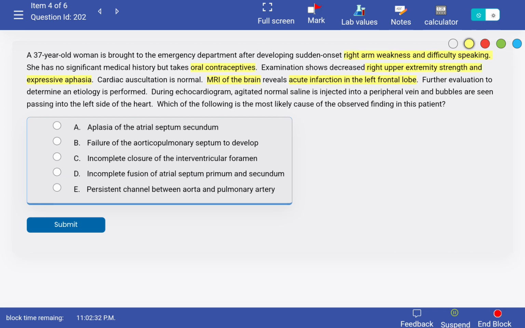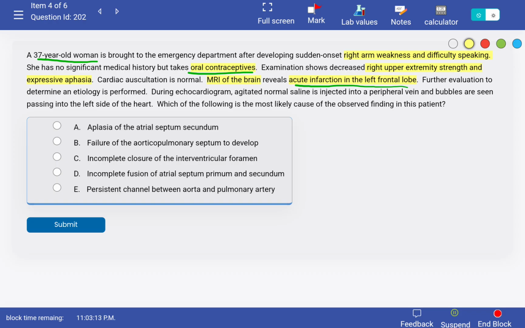So in question number 4, we have a 37-year-old woman who is brought to the emergency department after developing sudden onset right arm weakness and difficulty speaking. She has no significant medical history but takes oral contraceptives. Examination shows decreased right upper extremity strength and expressive aphasia. Cardiac auscultation is normal. MRI of the brain reveals acute infarction in the left frontal lobe. Further evaluation to determine an etiology is performed during echocardiogram.